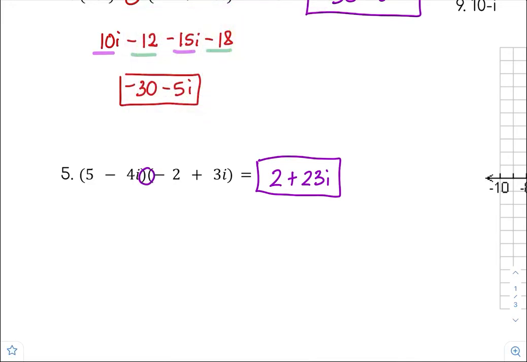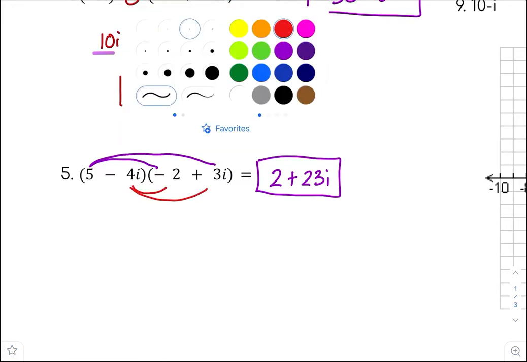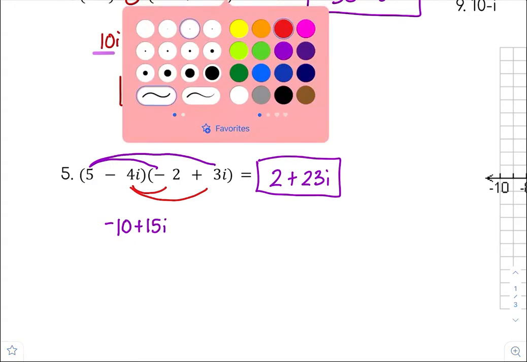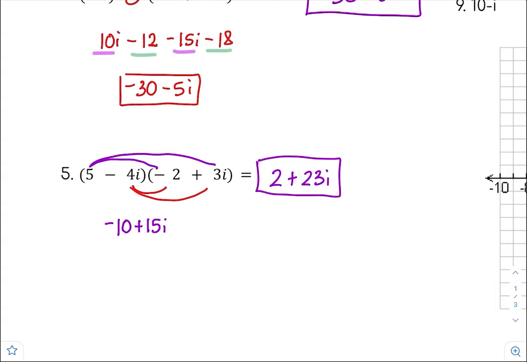Now, there is no plus or minus sign in between the parentheses, which means you've got to multiply. So we've got to do a double distribution. So 5 times negative 2 is negative 10. 5 times 3i is positive 15i. And now you distribute the negative 4i. Negative 4i times a negative 2, that's positive 8i. Negative 4i times 3i is negative 12i to the second power. But remember, i to the second power becomes negative 1.